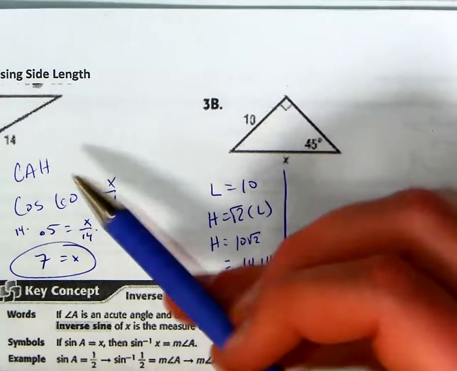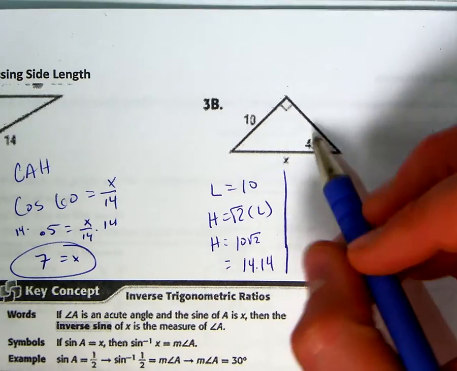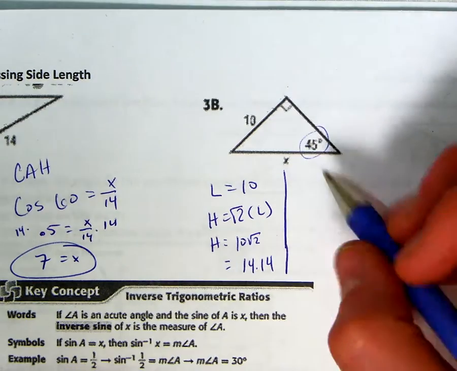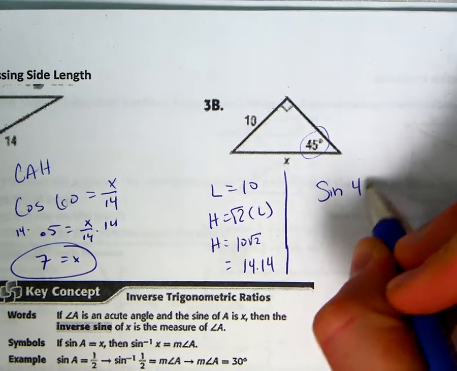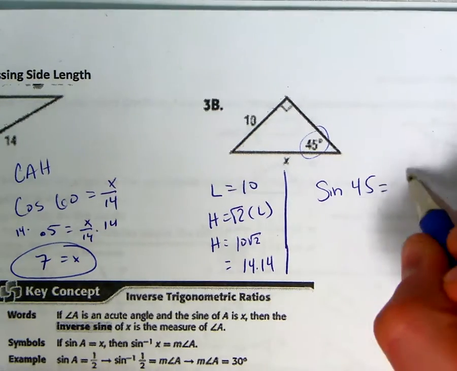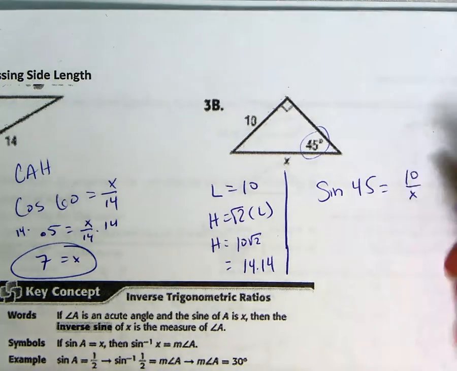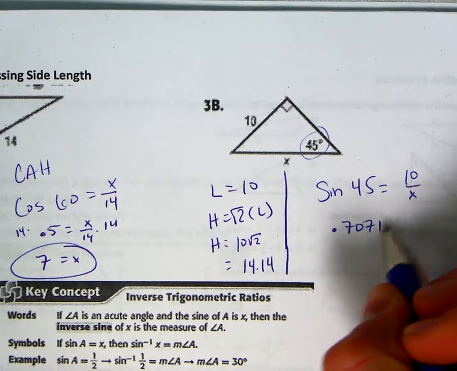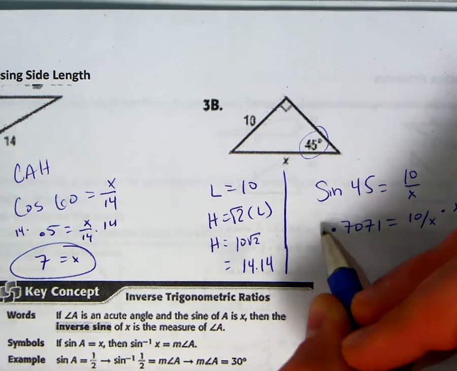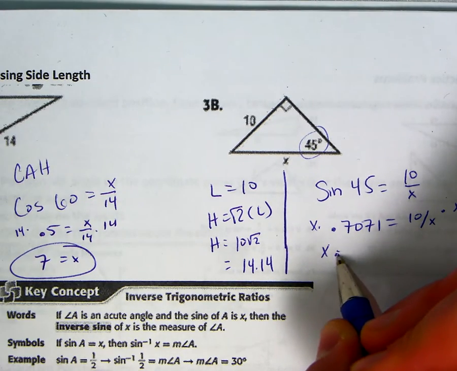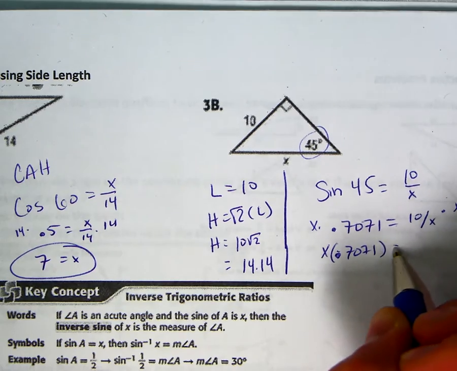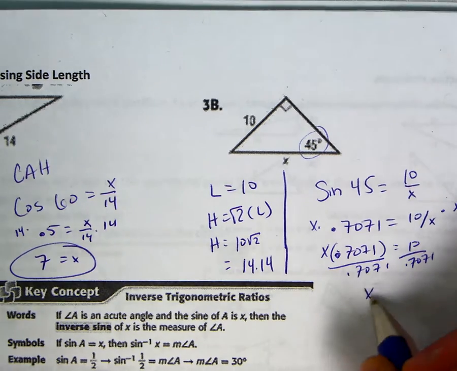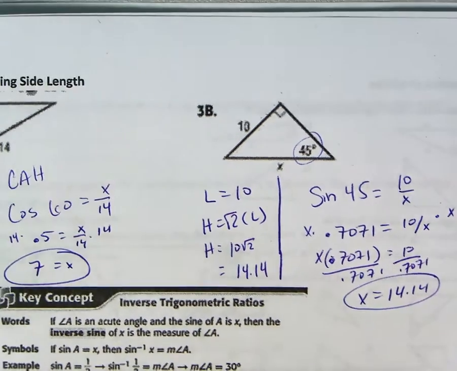If you were going to do this the other way, the more trig way, this is the angle I'm going to reference, so 45, and I have the opposite. I'm looking for the hypotenuse. That tells me that sine is what I'm going to use, and it's 10 over x. This sine 45 is roughly 0.7071 equals 10 over x, multiplied by x on both sides, and you have x times 0.7071 equals 10, divided by 0.7071 on both sides, and x equals 14.14. Right, you should get the same answer.